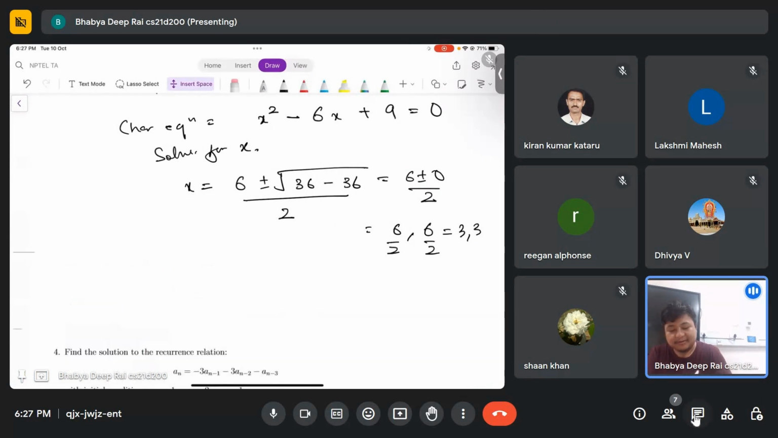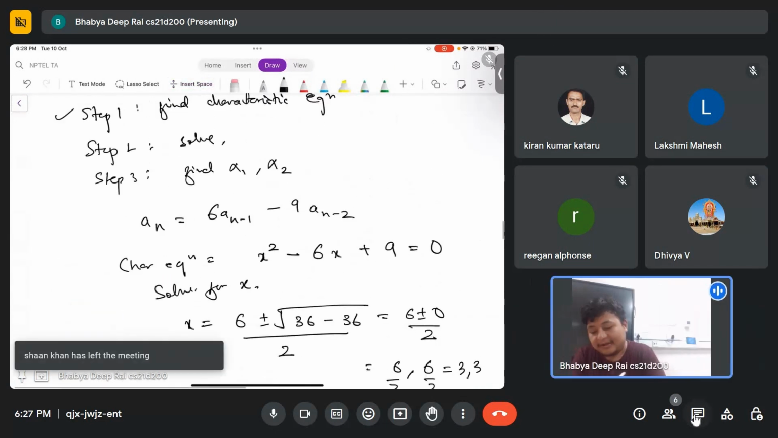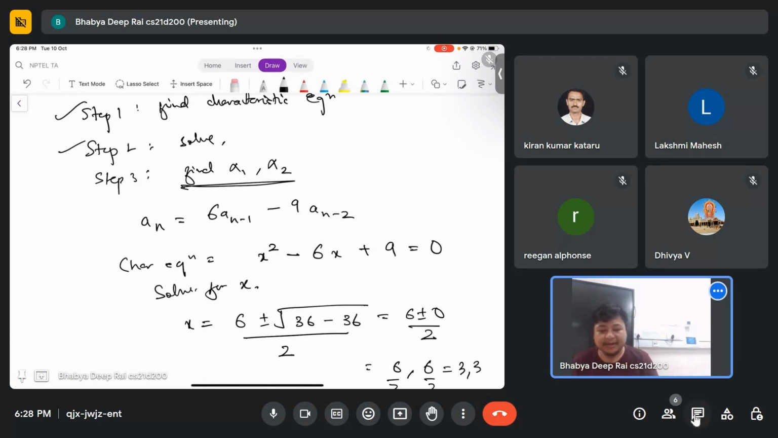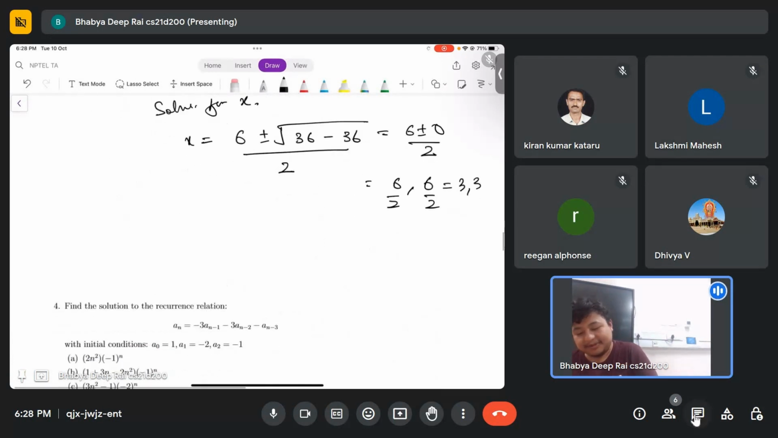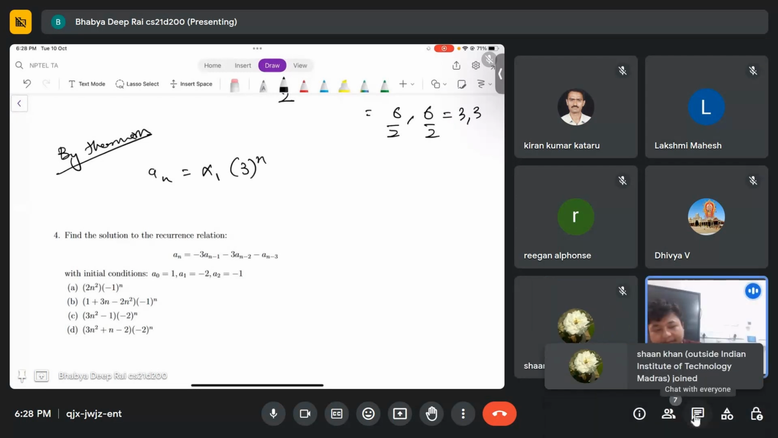So we found the roots. Now it's the same procedure again. We've done the characteristic equation and solved it. Now we want to find alpha 1 and alpha 2. First let's plug in. By the theorem that we have seen, we know that a_n equals alpha 1 times the first root to the power n, plus alpha 2 times the second root to the power n.